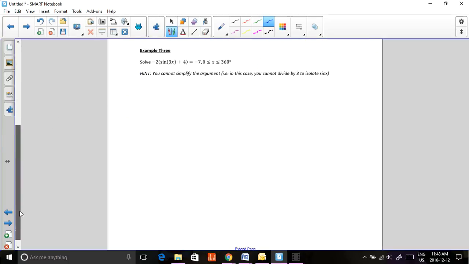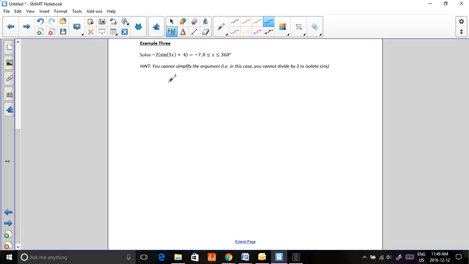All right, here's when you have an argument. This is where we have to bring our best friend u back to play. So let's rearrange this. We have to distribute this -2 first, so we get -2 sine 3x minus 8 equals -7. Then we get sine of 3x equals 1 minus 1/2.